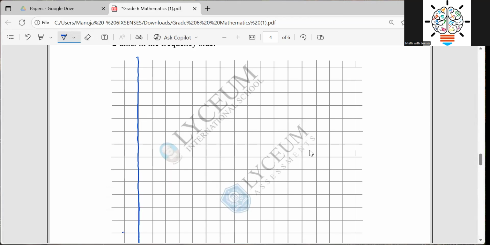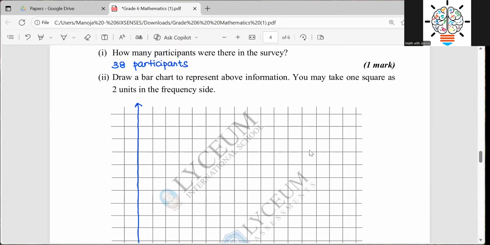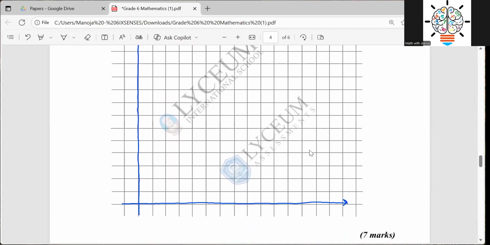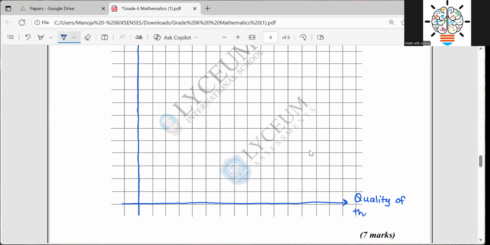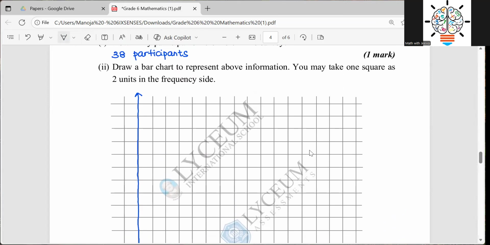Right. And to this side, then the quality. This side it should be quality of the school canteen. Quality of the school canteen. Right. So this side, the frequency.